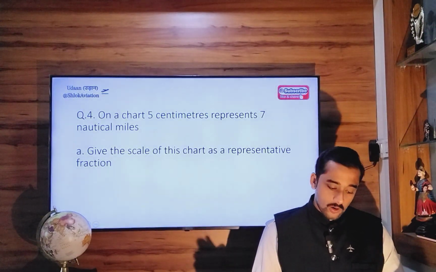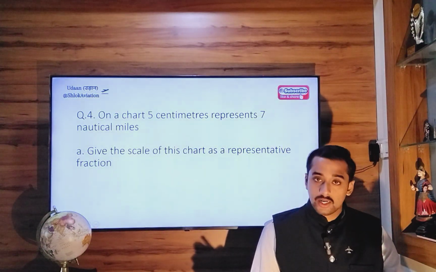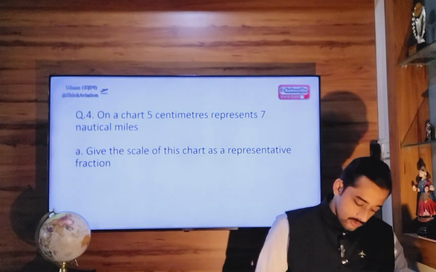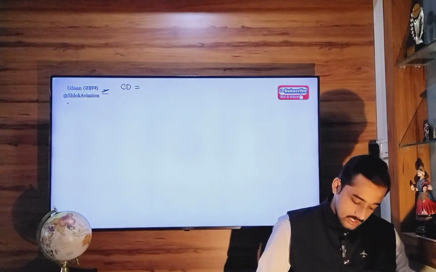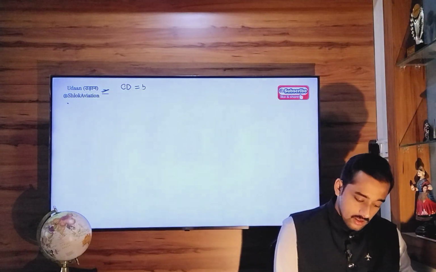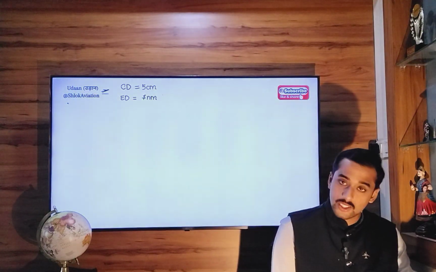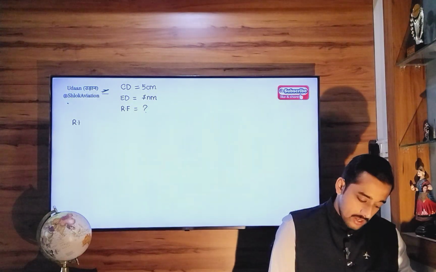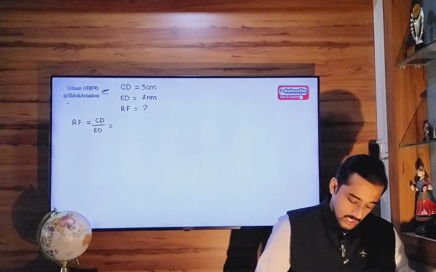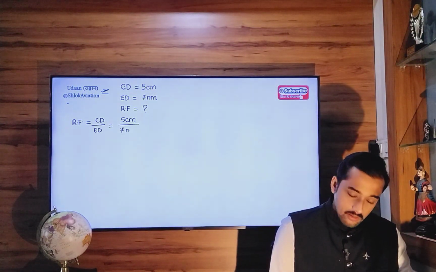Next, question number 4. On a chart, 5 centimeters represents 7 nautical miles. Give the scale of this chart as a representative fraction. So we have to find out representative fraction, meaning we have to find out scale. Chart distance is 5 centimeter. Earth distance is 7 nautical miles. So representative fraction will be equal to chart distance upon earth distance. Chart distance is 5 centimeter. Earth distance is 7 nautical mile.